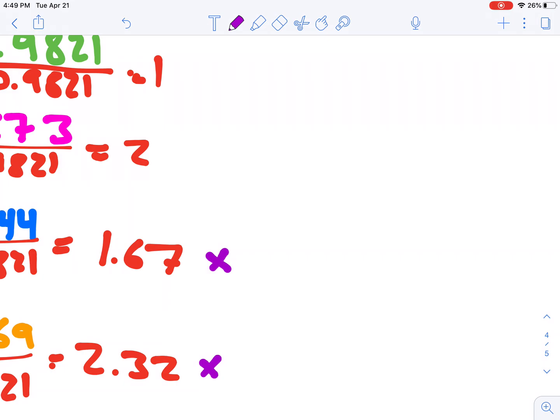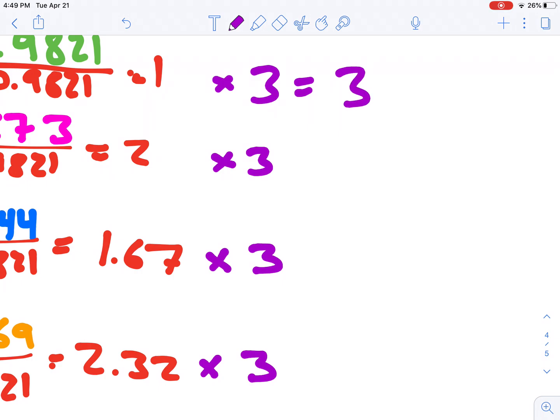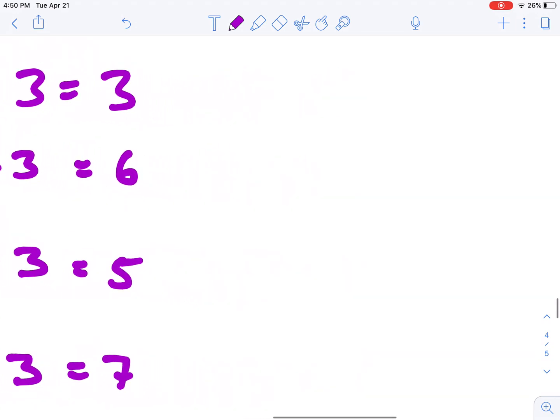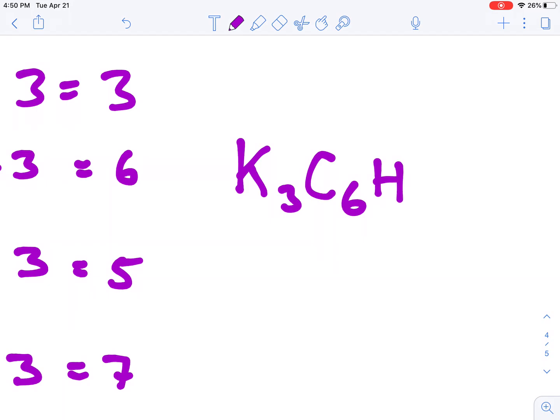So if you multiply these by 3, you get rid of the 3 in the denominator, but if we multiply those by 3, we better multiply these by 3, and we will get 3 for the top one, 6 for this one, we'll get 5 here, and we'll get 7 here. So that is our real ratio. It is really 3 potassiums for every 6 carbons, for every 5 hydrogens, for every 7 oxygens.